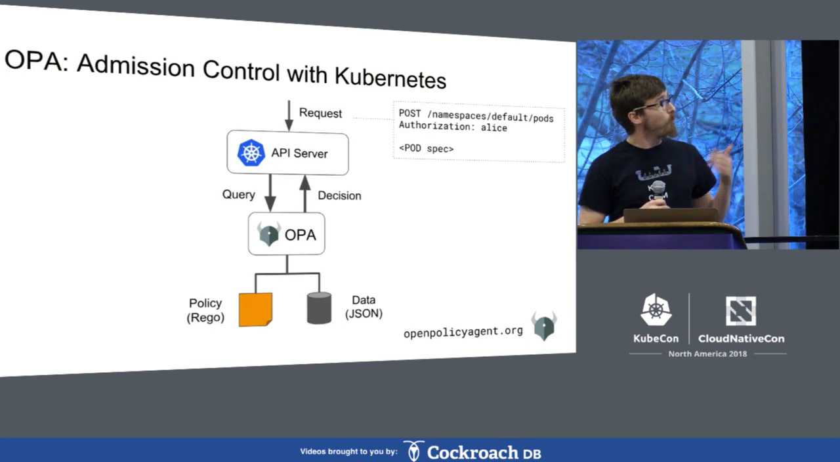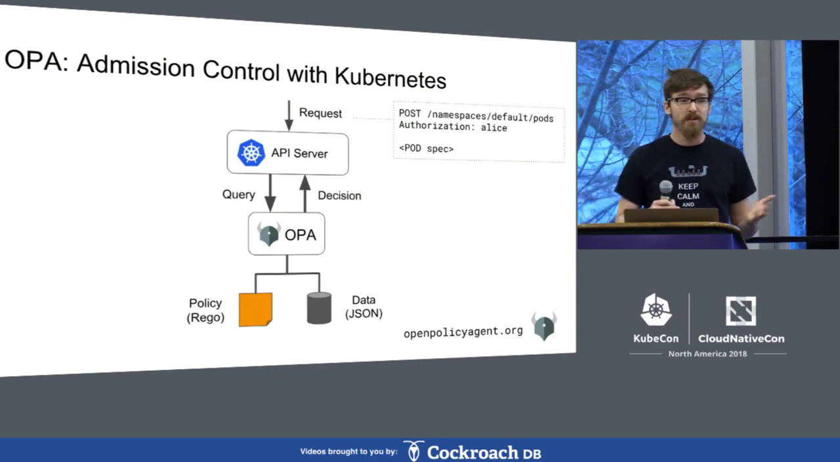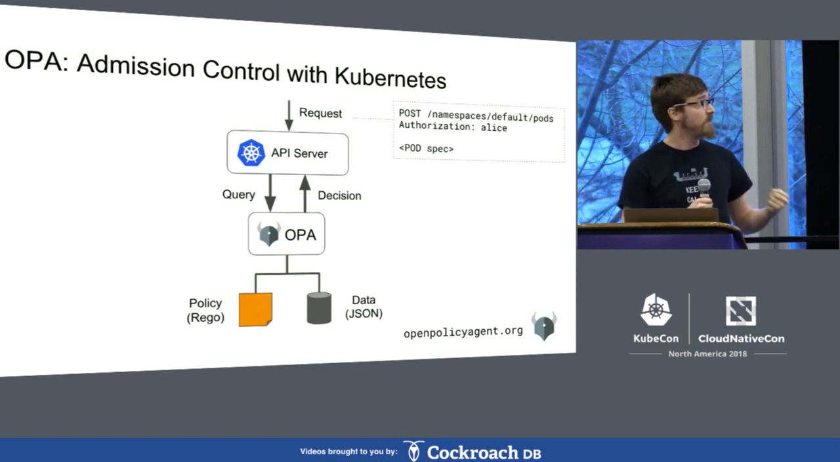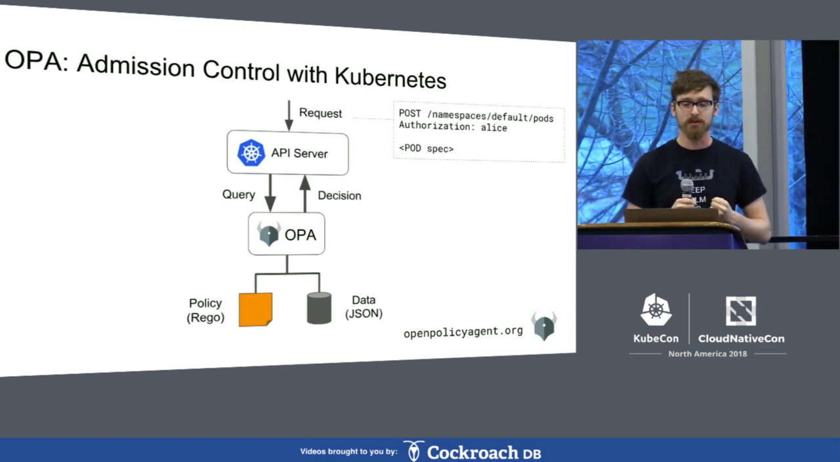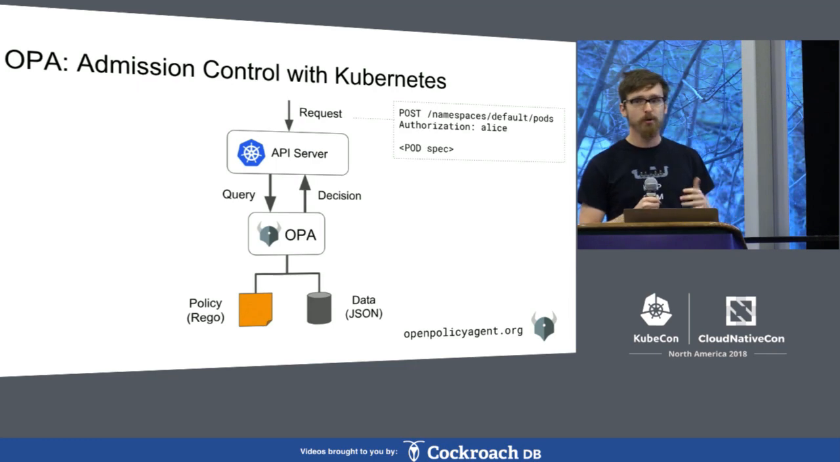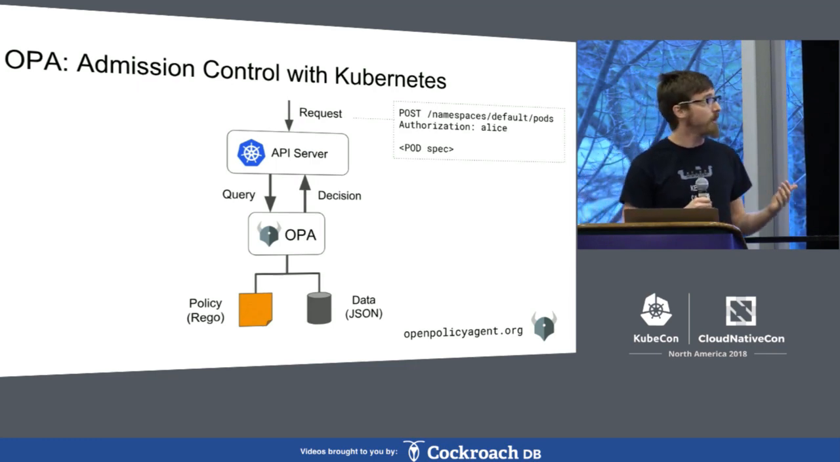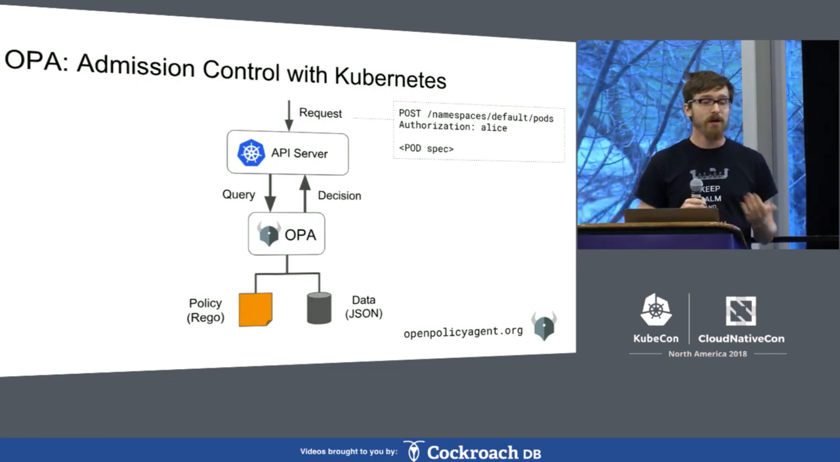So the way that OPA works with Kubernetes is similar to every other integration we have with OPA. It exists to basically decouple or offload policy decisions from some service. In this case, the service is the API server, right? So anytime you run kubectl apply or kubectl create, there's a request that goes to the API server.